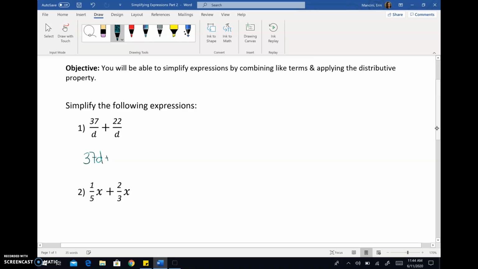So when we look at number one, I want to ask you what you would do if this was 37d plus 22d. Well, you'd say I have 37 d's and I add 22 d's, how many d's do I have? Well, 37 plus 22, that's 30 plus 20 is 50, 7 plus 2 is 9, so that would be 59 d's. Okay, that problem is not too bad, but I find that when we look at a fraction, it's a little bit uglier and we start to want to treat it differently.